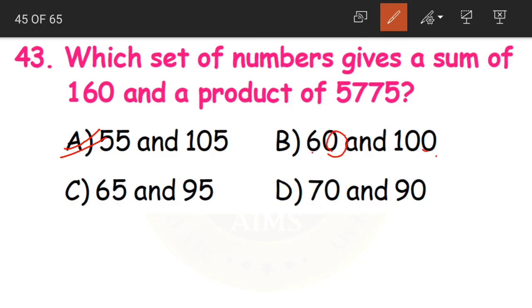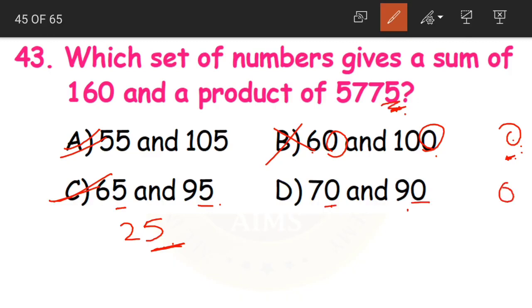Next option B. 0 into 0 becomes 0. In the units place we'll have 0. But here it should be 5. So B cannot be the answer. Now in C we have 5 into 5 again. 5 fives are 25. So 5 will be in the units place. C can be the answer. And coming to D, 0 into 0 becomes 0, but we want 5. So D cannot be the answer.